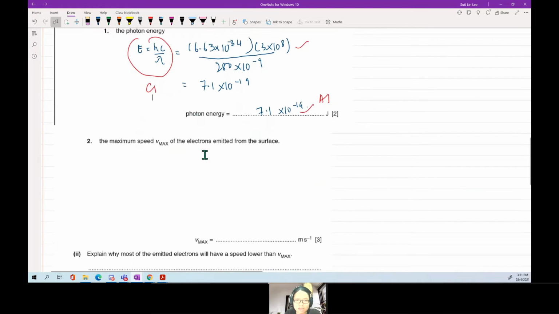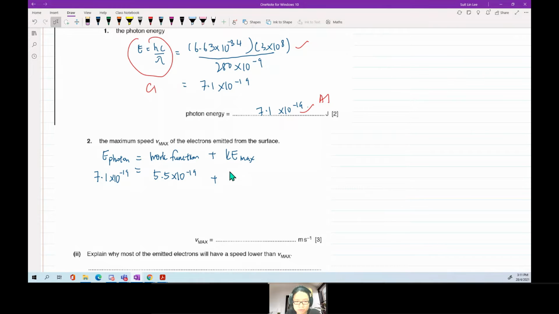Okay. Find the maximum speed of the electron emitted from the metal surface. So this one, we need to use the whole Einstein equation. Energy of photon is equal to work function. Right. If writing the equation in word form, that will help you, can, plus Ke max. So we know the energy of the photon, 7.1 times 10 to the power -19. We are given the work function, 5.5 times 10 to the power of -19.